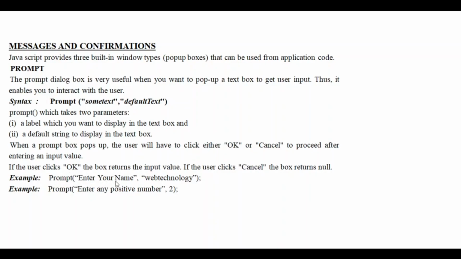Examples: prompt. This is the label which we are giving, that is enter your name, and this is the value for this label. Here we are displaying web technology. And in this next example of the prompt method, we have two arguments. The first argument is a label and the next argument is default text. So here as a label we are giving enter any positive number, and the default value for this is 2. So let's check this prompt method practically.